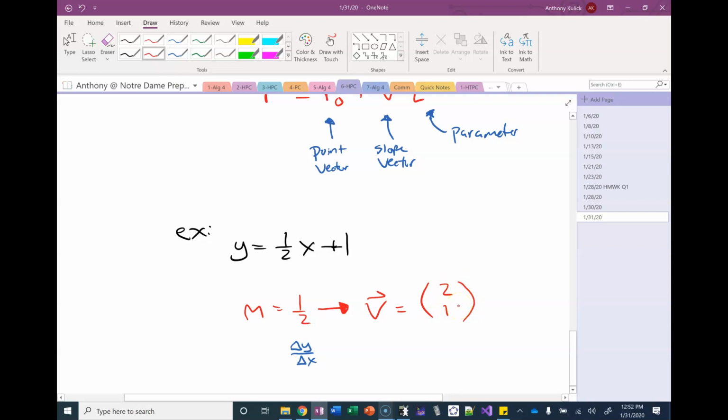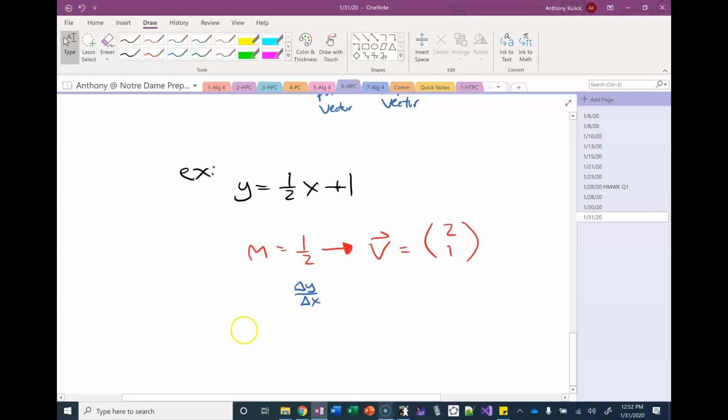That's pretty easy. Okay. What's a point on this line? So a point is an ordered pair, so just a single number is not okay. 0, 1 is fine. That's just the y-intercept. Sure. So if I want to translate that into a point vector, what would I write? 0, 1. Remember, x is the first one and y is the second one.